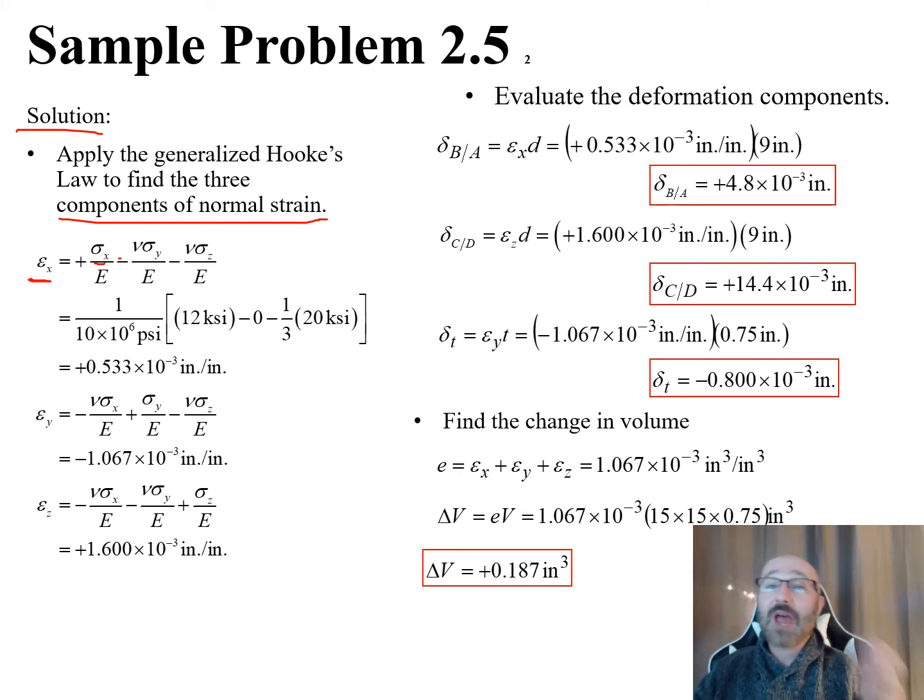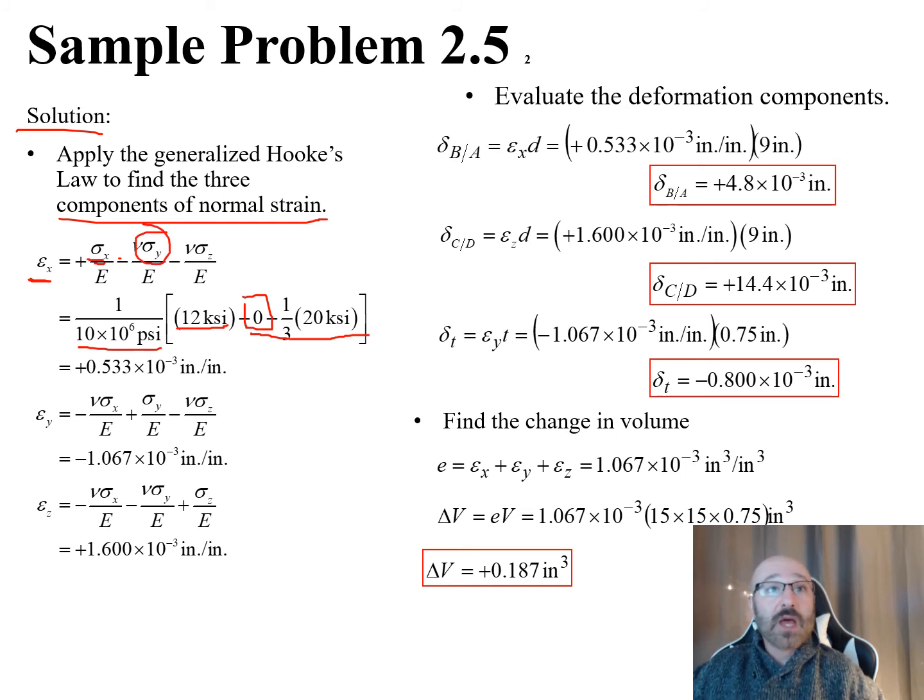So it's great that we have that first page all set up for us. We can go back and plug and chug right through this. I have my modulus of elasticity that I can pull out front, my 1 over E. Here's my E, 10 times 10 to the 6 psi. Now we can go through all of this, and we have our sigma x on the top, 12 ksi. We have all of our other information that we can plug back in for our Poisson's ratio, sigma y, and sigma z. So we plug those values in there. This becomes 0 because there was no sigma y there.